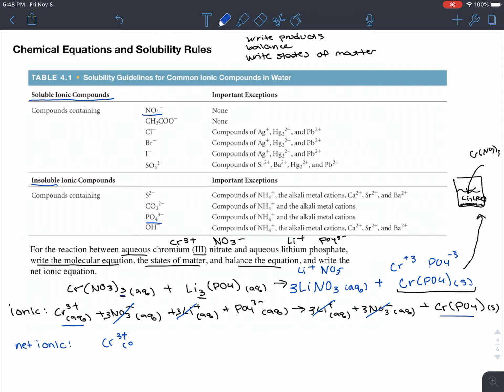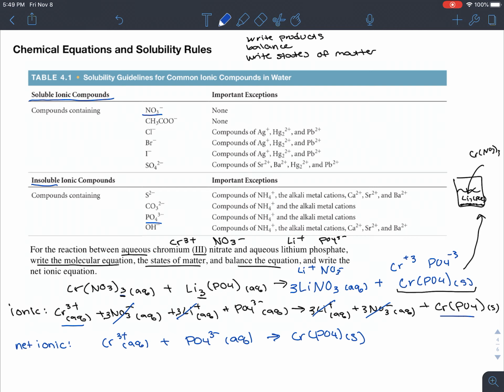So then your net ionic is just everything that's left over. Chromium 3 plus phosphate makes chromium phosphate. And then you're done.